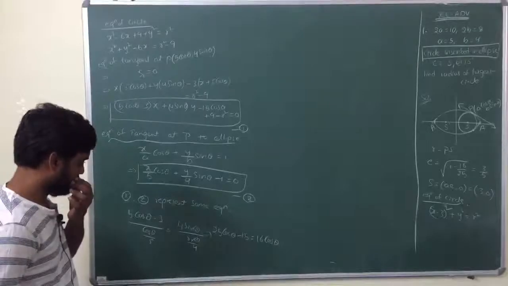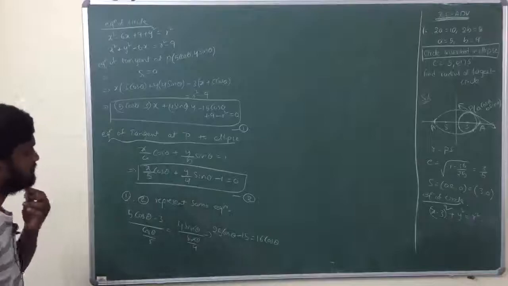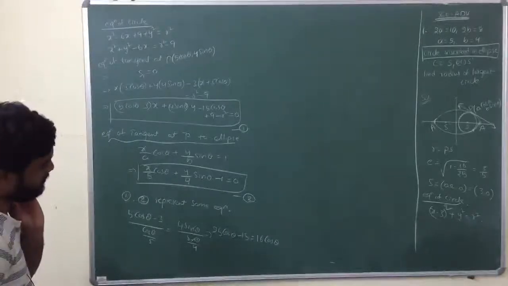Now it's not 16. 15 by 9 comes for cos theta.